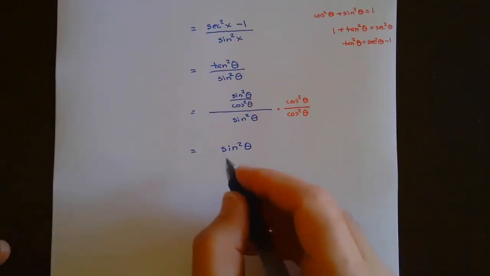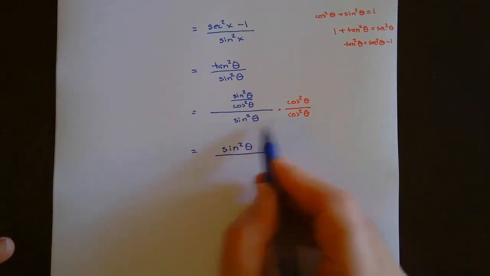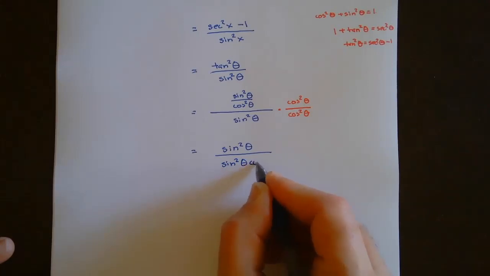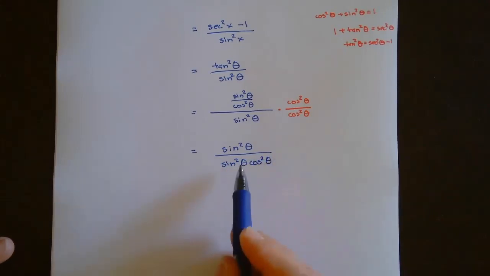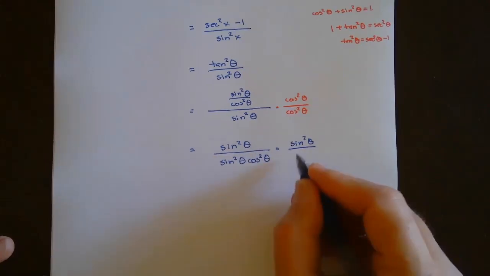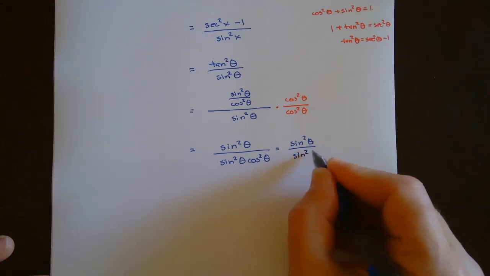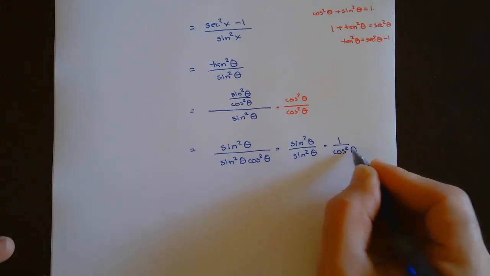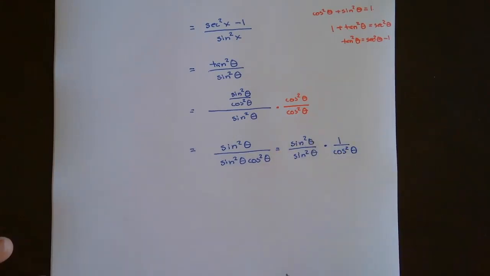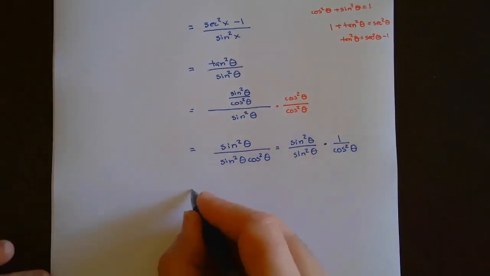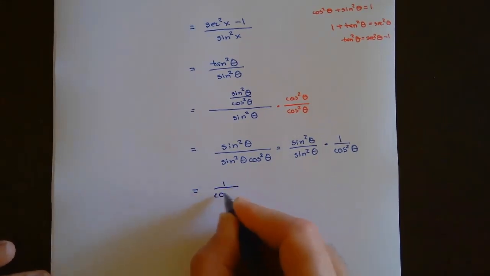I'm going to slide it up for you guys to see. And this denominator becomes sine squared theta cosine squared theta. And this could be written as sine squared theta over sine squared theta, this came from multiplying fractions together, okay? Times 1 over cosine squared theta. And what happens to your sine squared thetas? They become a 1. Okay, so this becomes 1 times 1 over cosine squared theta, right? So this is 1 over cosine squared theta.